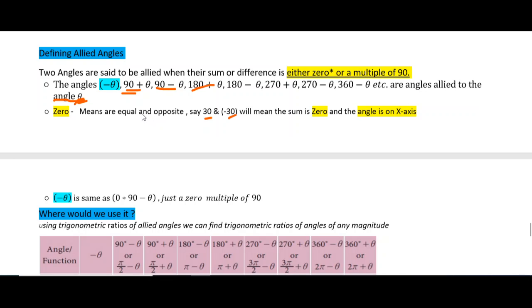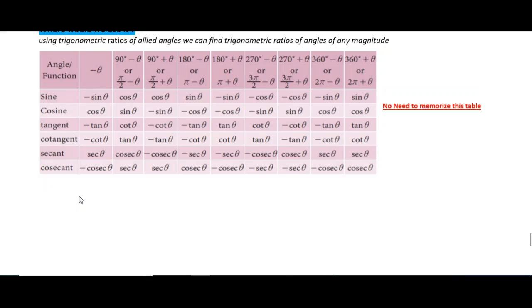I don't think they'll ask you the definition of allied angles, but if they ask, any two angles whose sum or difference is either 0 or a multiple of 90 are called allied angles. And this is the cheat sheet for the table, but you don't have to remember the table. I've told you the simple way: when the cofunctions will kick in, when the cofunctions will not kick in, and how to retain the sign. So this table is plotted using that logic, so you don't have to memorize it. It's just put for your reference, compiling everything that we have learned so far, but just use the same formula.